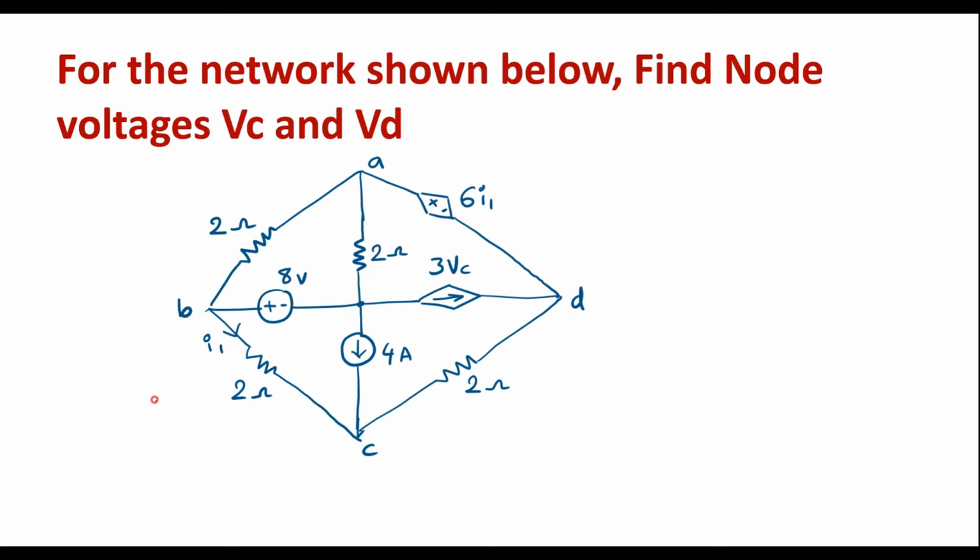In this video, let me consider one numerical on node analysis. For the network shown below, find node voltages Vc and Vd. So here we have four nodes: A, here we have B, here we have C, and here we have D. We have to find voltages at C node and voltage at D node. We are supposed to solve using node analysis.